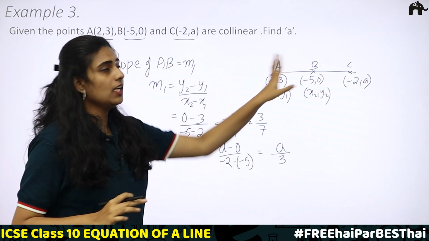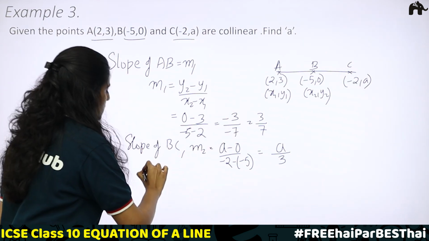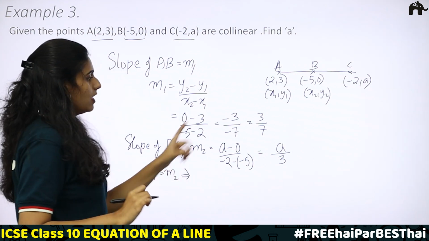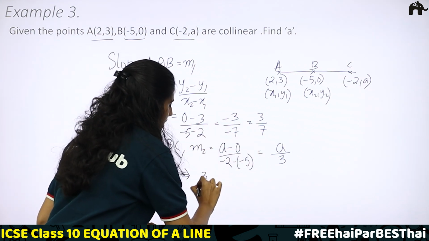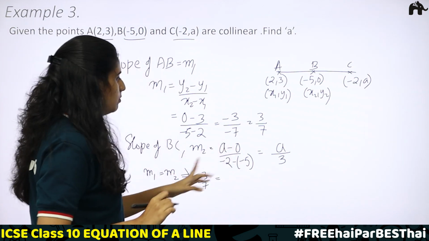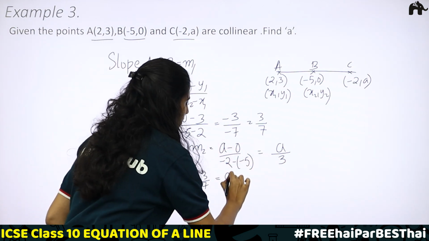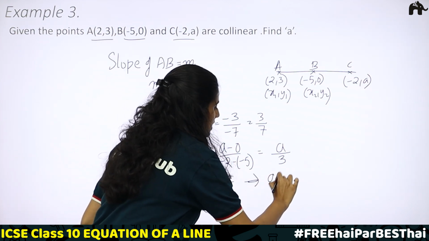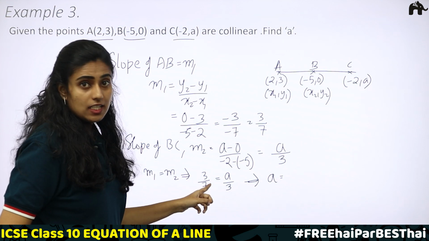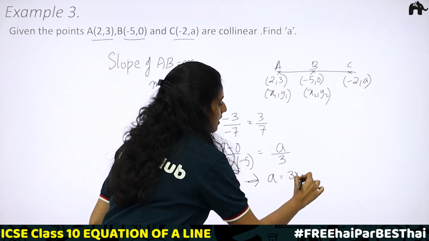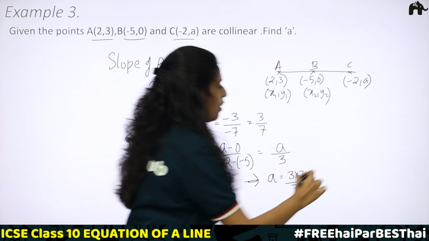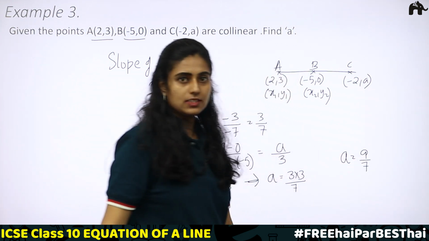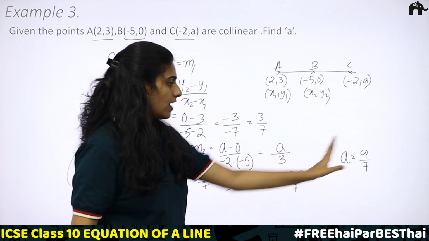The slope of AB should be equal to the slope of BC, which means M1 is equal to M2. What is the M1 value? We have 3 by 7 equal to M2. M2 is a by 3. From this, we are going to find the value of a. This implies a is equal to, cross multiplying, 3 into 3 divided by 7. The value of a is equal to 9 divided by 7. Yes, 3 into 3 is 9 divided by 7.